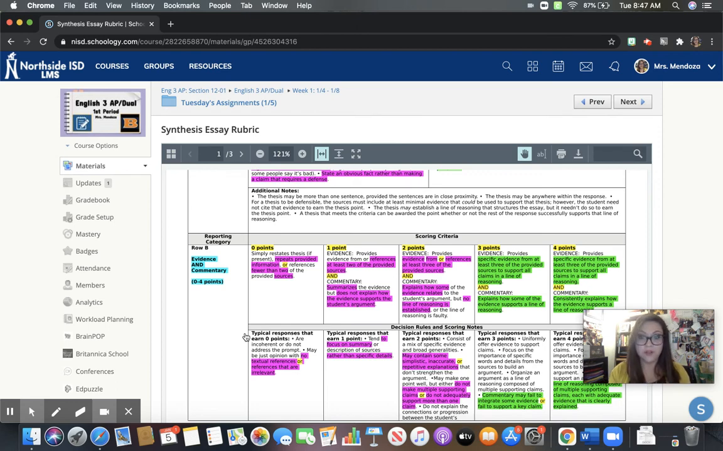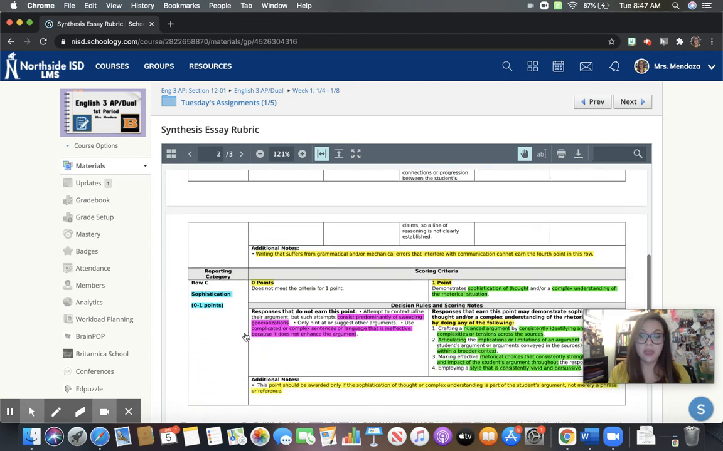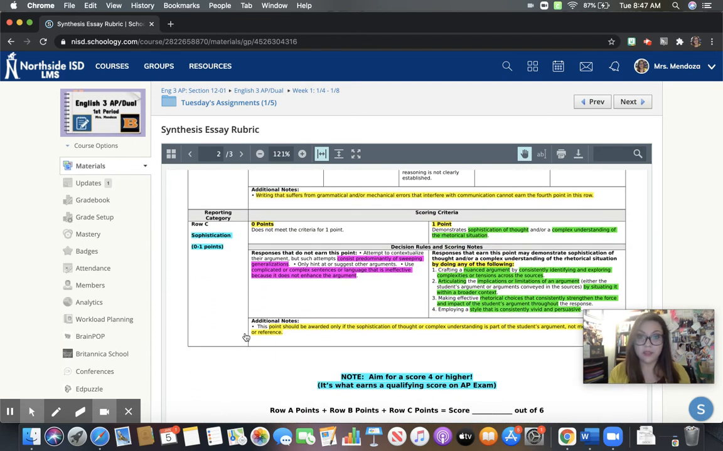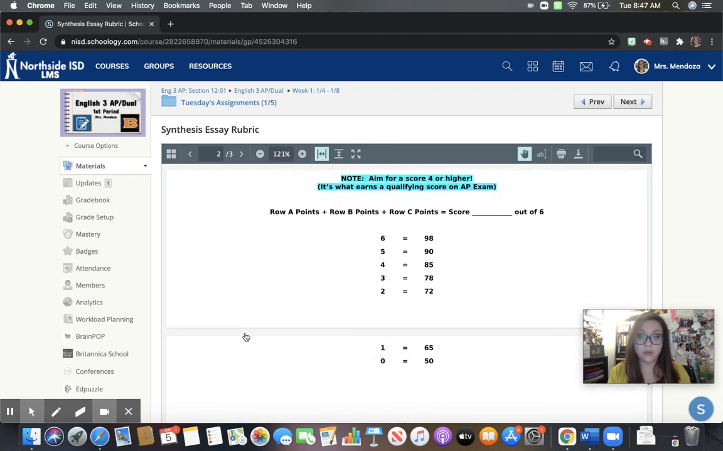Remember, be mindful of that 2 to 3 points. That is a very, very great area. And so I would, if I were you, really pay attention to the highlighted portions. And then, of course, that sophistication point. And then here are the grades.